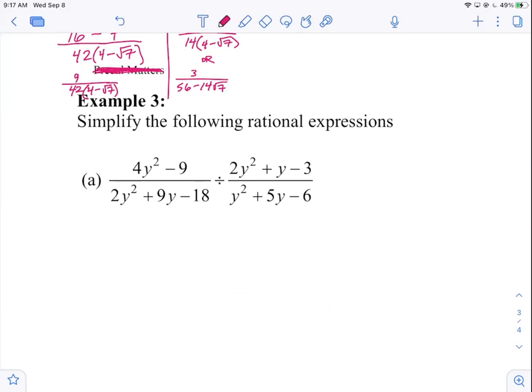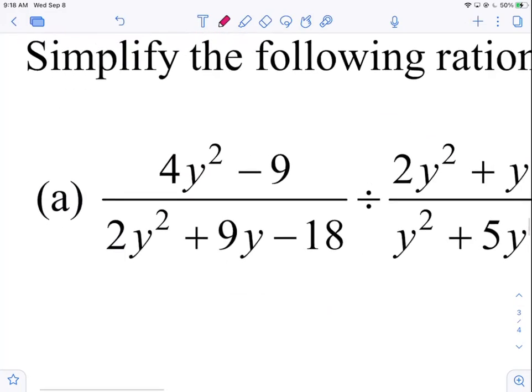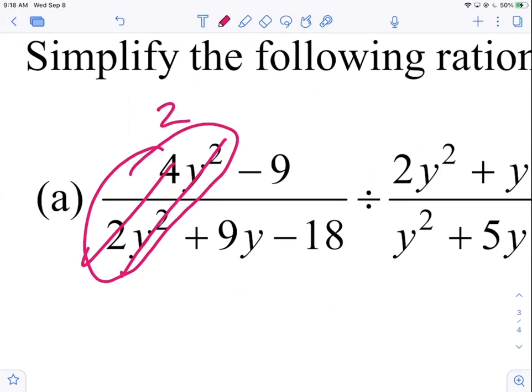Well, we have expanded expressions in the numerator and denominator of both factors. If we're going to simplify, we would like it to be factored. Because we can divide out common factors, we cannot divide out common terms. If you look at this and say, ooh, look, 4y squared and 2y squared, that gives me a 2, and then these are gone, right? You're worse than a toddler.